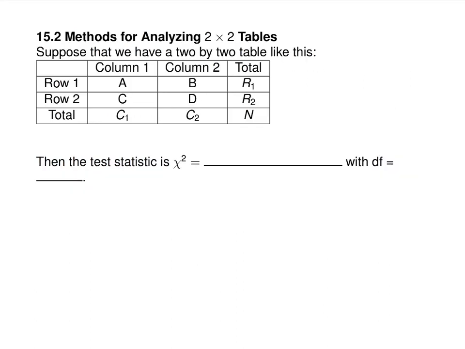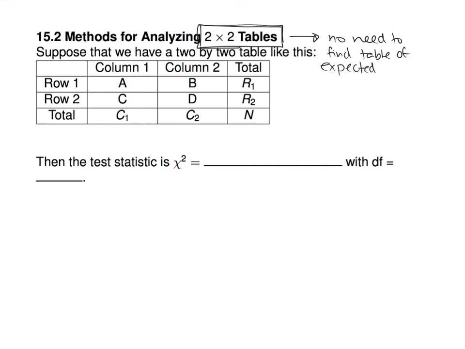And one last thing I'm going to teach you that you can totally use from now on and forever. If you have a 2x2 table, there is a shortcut for getting chi-squared. And with this shortcut, you will not have to find expected values. So no need to find the table of expected values. The shortcut only works in this little 2x2 case, but you can use it in those cases.